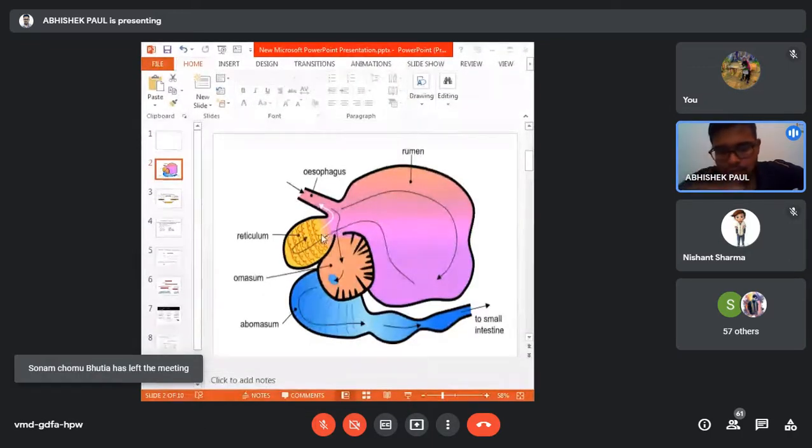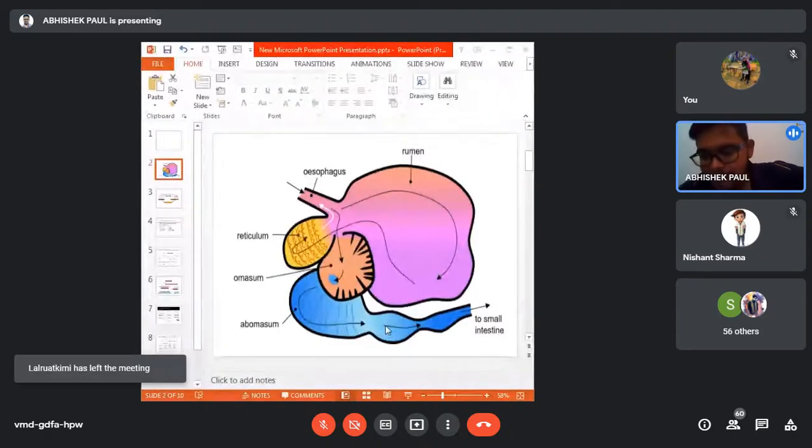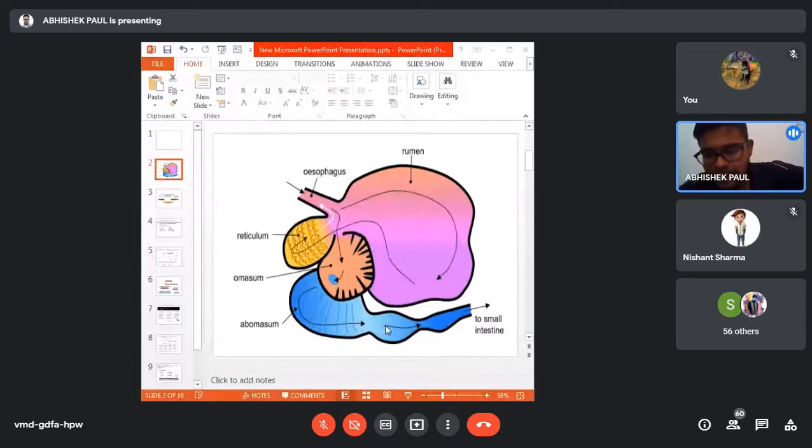Then the feed will enter into the reticulum, then go to the omasum, and finally the abomasum. Abomasum is the true stomach. Why is it the true stomach? Because it secretes the enzymes, which are required for the further absorption of the different nutrients. This is why it is called the true stomach, because it is secreting enzymes, like in the non-ruminant. Non-ruminant means human beings.